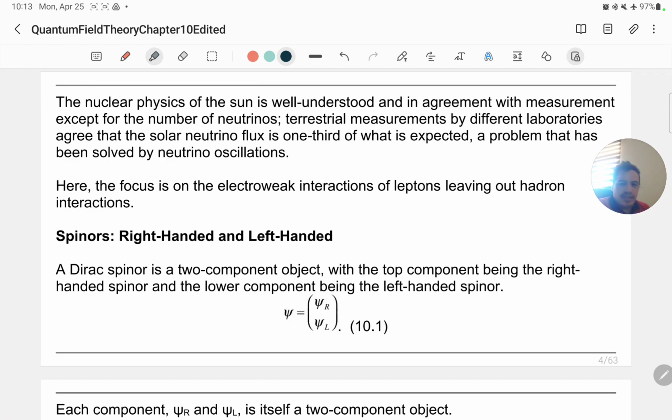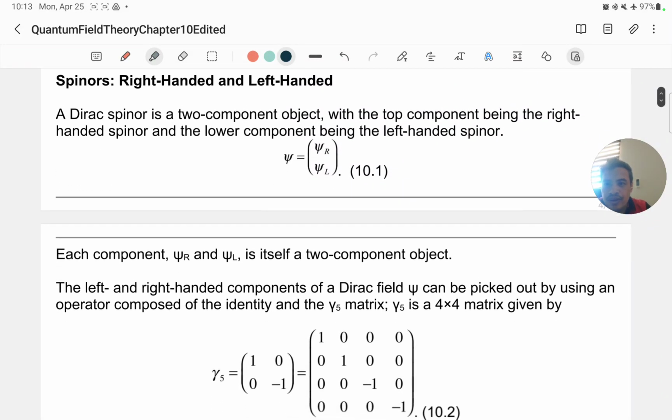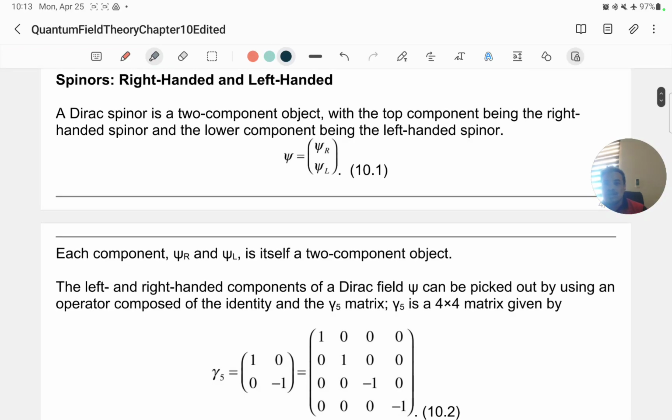So here we will be discussing only leptonic interactions. We will not discuss hadrons. So we start with the spinors. We write a Dirac spinor as a two-component object, with the top component being the right-handed spinor and the lower component the left-handed spinor. So there are 4 elements in this particular column matrix: 2 for the right-handed and 2 for the left-handed.